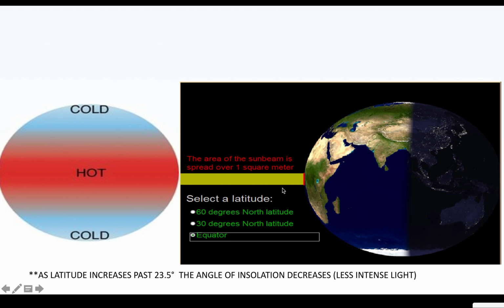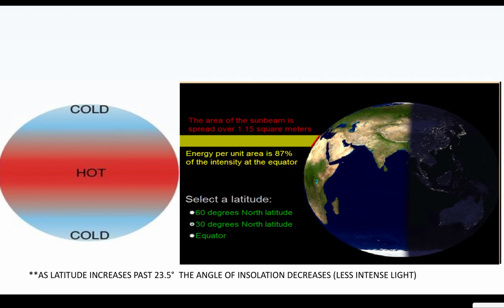This is a good animation. I don't know if it's going to show on your Chromebooks, but I just want you to look right here at this one portion and watch as this jumps up to represent lower angles of insolation. So at the equator, the sun is directly above your head. All of that sunbeam is 1 square meter. Very intense.